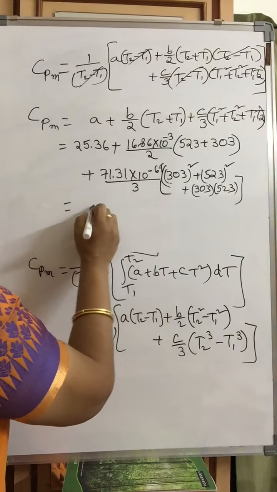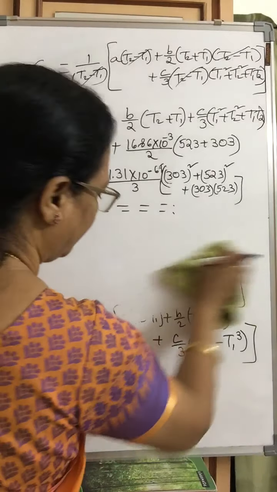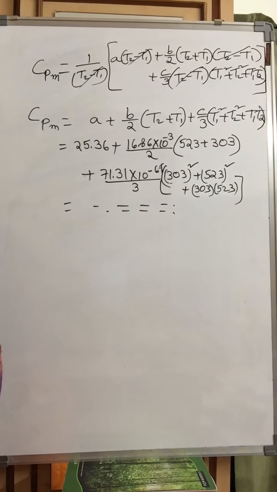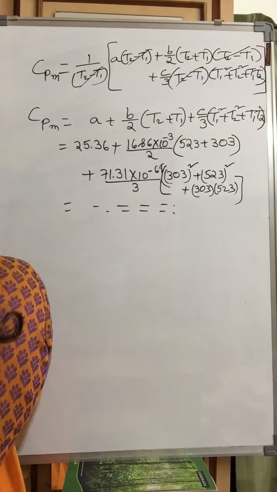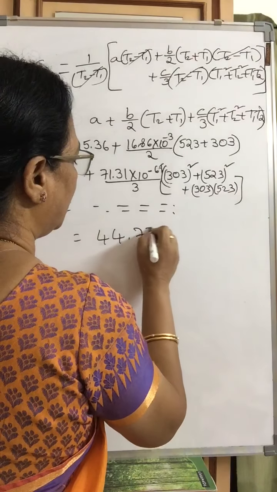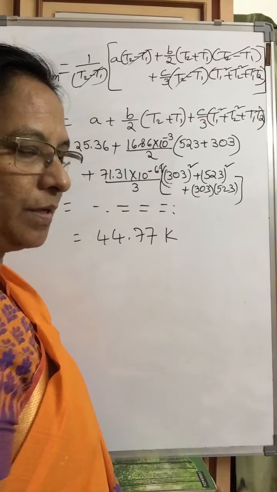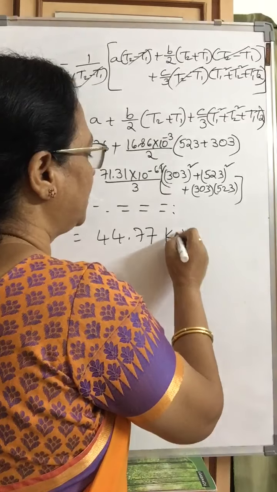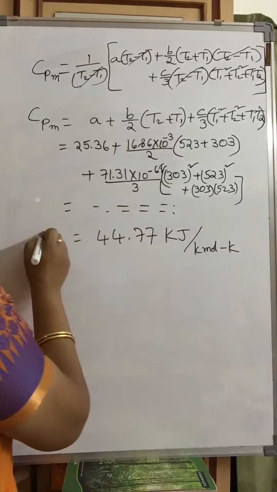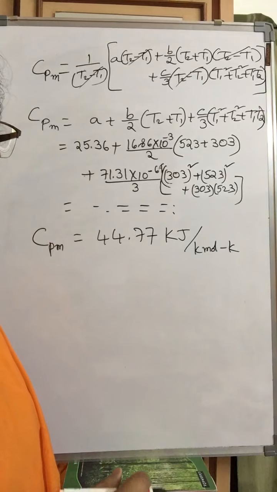Now this value is 44.77. Same units as given for Cp equal to A plus Bt plus Ct square, you will get here: kilojoules per kilomole per Kelvin. This is the Cpm value we got.